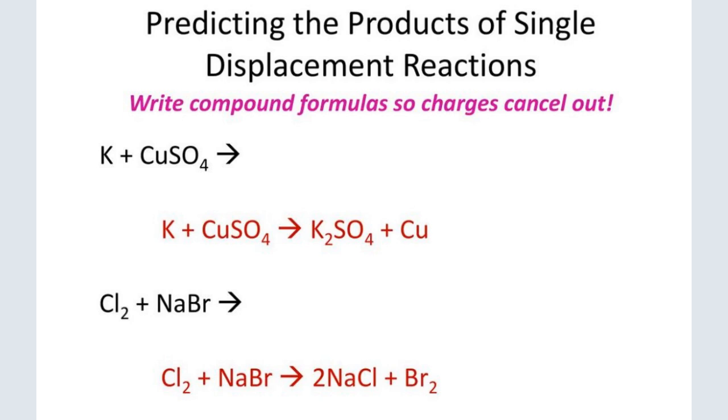So again, an element in a compound, element. And sometimes an element can be like the chlorine. There's an element, here's a compound. And this kicks the Cu out. We end up with an element and a compound as well. Element in a compound.